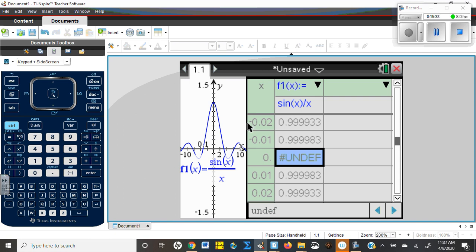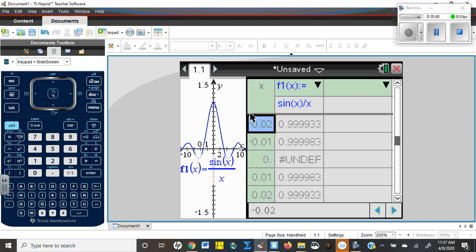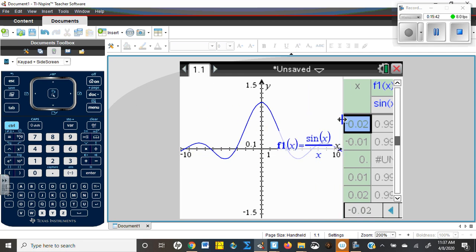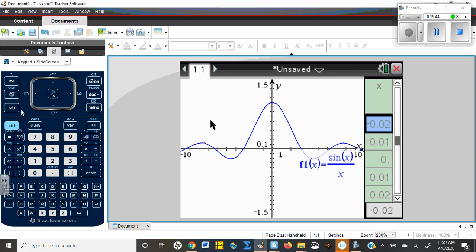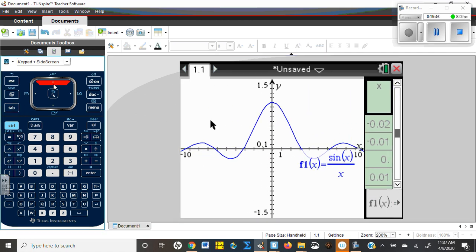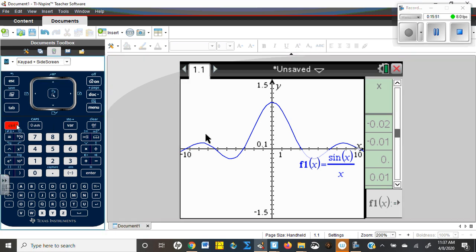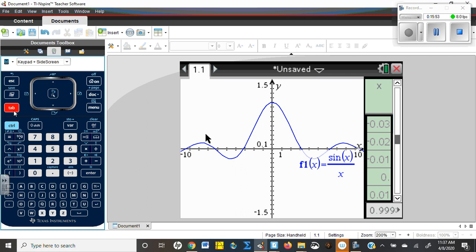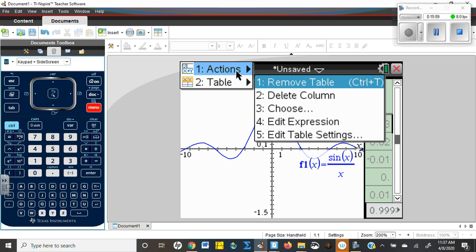Now here's what I wanted to show you. I'm going to go ahead and swing this out a little bit, and let's go into our function, and we're going to do, well, I guess we don't need the table anymore. So let's get rid of the table.